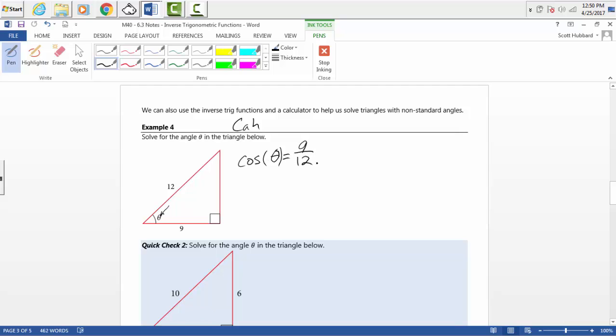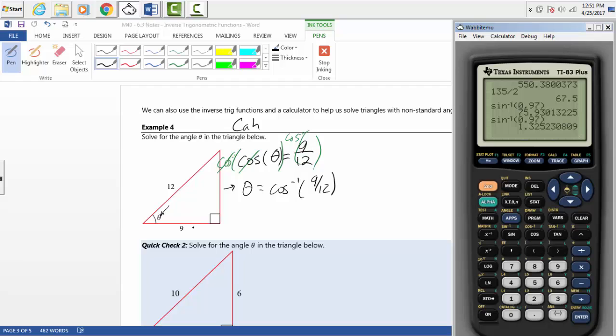And now I need to get my hands on the answer, on the theta. The way you do that is you simply take cosine inverse of both sides. And the reason we do that is that, remember, inverses cancel each other out. And so now I'm left with theta is equal to cosine inverse of 9/12. And then we'll be able to get the answer. Since the problem didn't tell us to do it in radians or degrees, we could do it in degrees if you want.